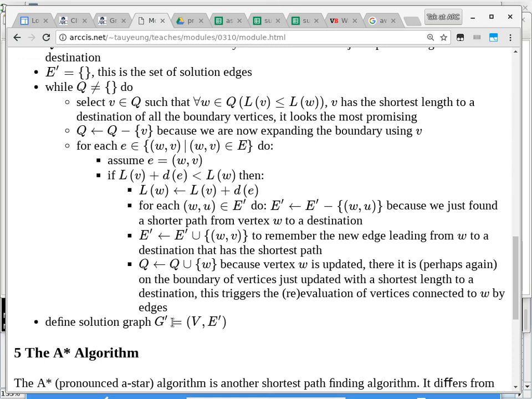Well, the key actually has to do with this for each loop, because every time we make a correction, we erase an edge first. Without that, you can have multiple paths from one vertex to the destination. But with this, we guarantee that there's only one outgoing edge for each vertex. Because if W had outgoing edges in E prime before, we erase all of those and replace them with a single edge. That is what guarantees that we will end up with a forest.